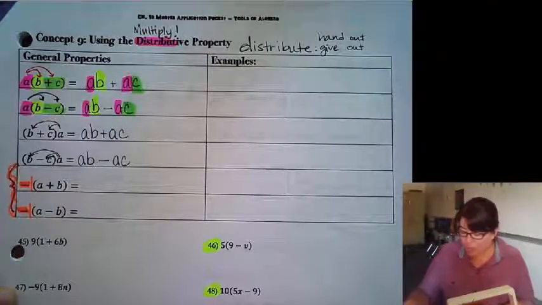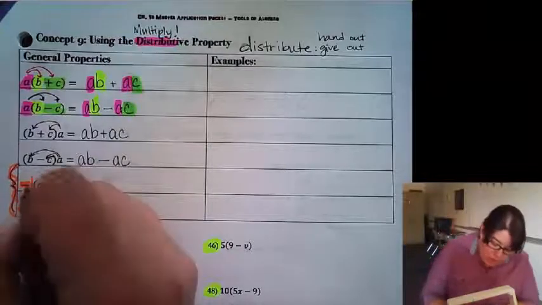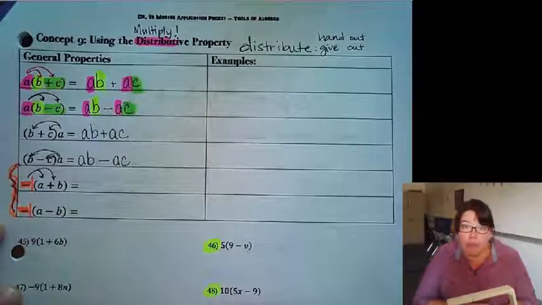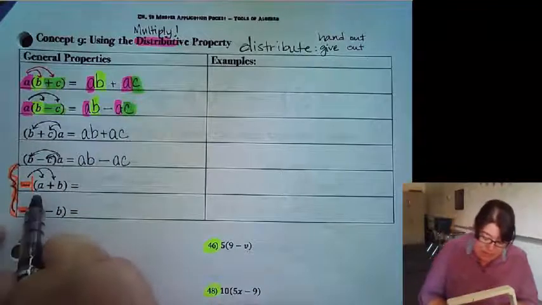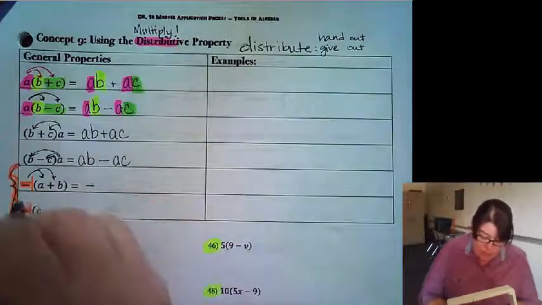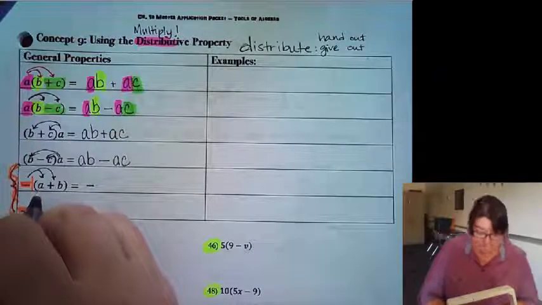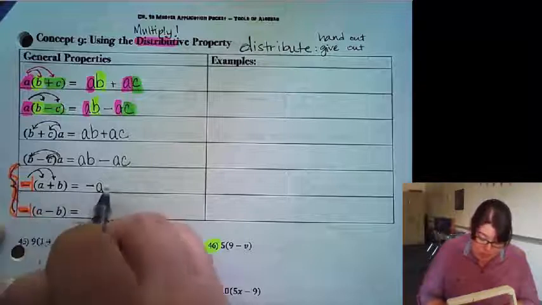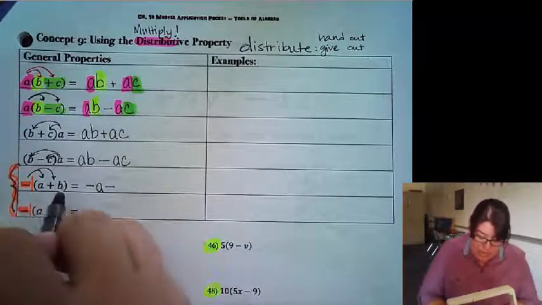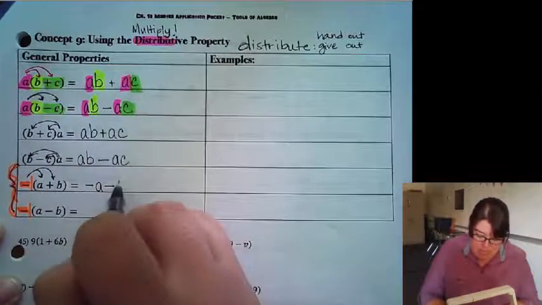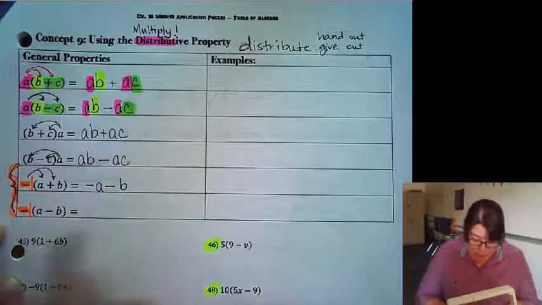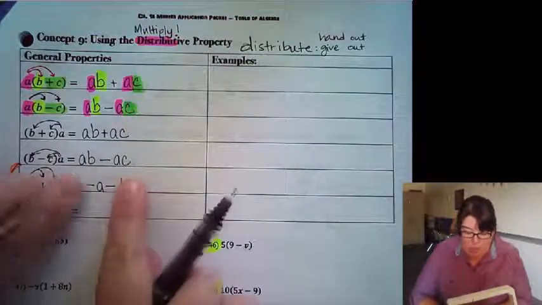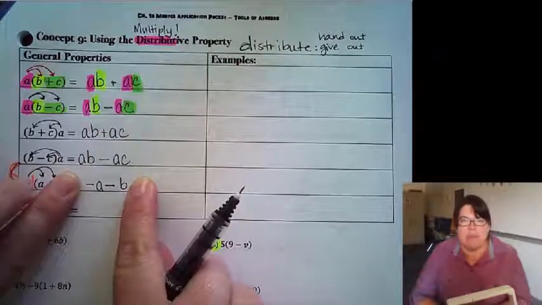Now watch what happens when we do that. When we distribute this -1 and multiply times both terms, negative times a positive gives me a negative. 1 times A, well, that's just A. Negative times a positive gives me a negative. 1 times B, that's just B. So what happened here? We started with positive A and positive B. We ended up with negative A and negative B.